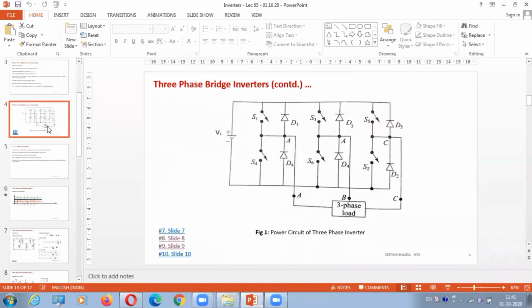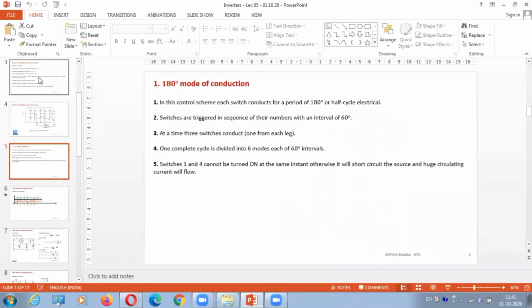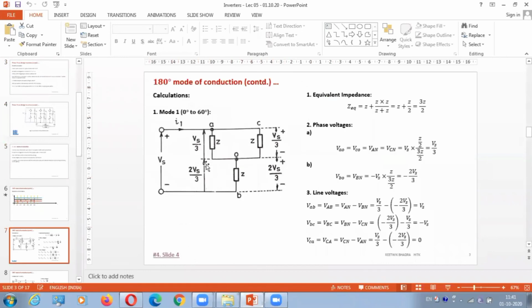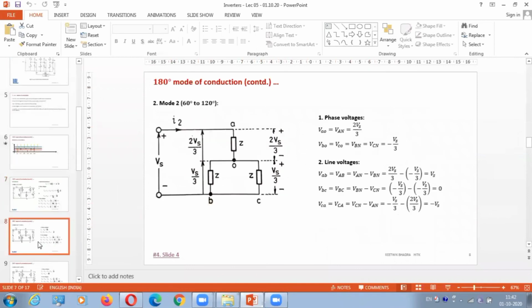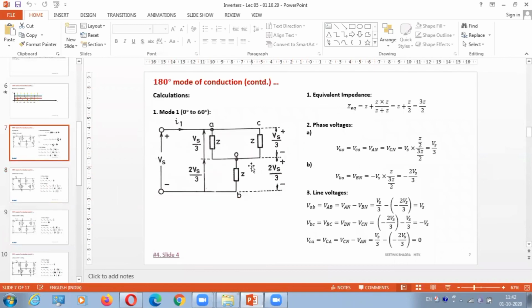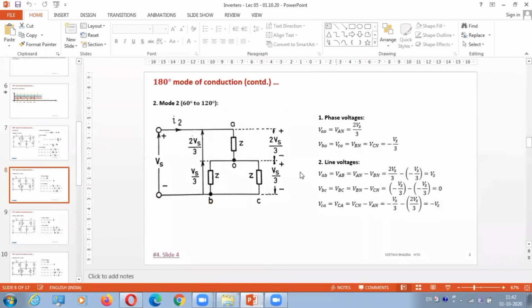So most important thing is your circuit. Naming of the switches should be done very correctly. You should remember all these points that I have stated over here. Then draw each circuit and find out the phase and line voltages. For the first circuit, show the calculations. For the second to sixth circuit, you have to derive a conclusion from the first circuit as I have told and write the formulas directly. I have not shown any calculation over here. I have directly written it down because of that conclusion.